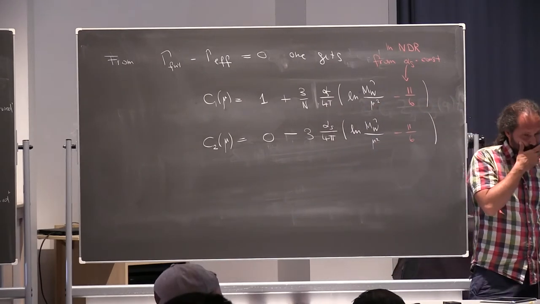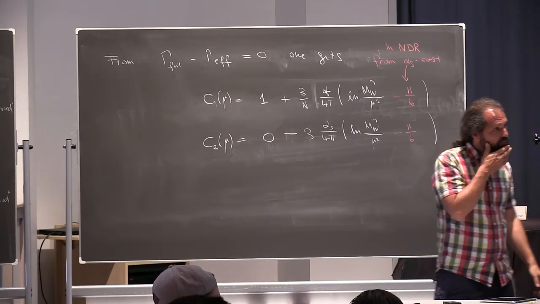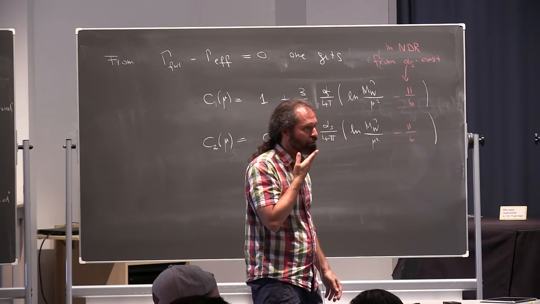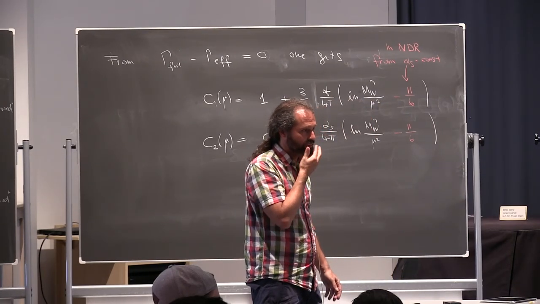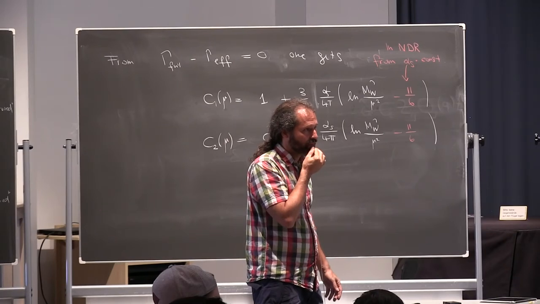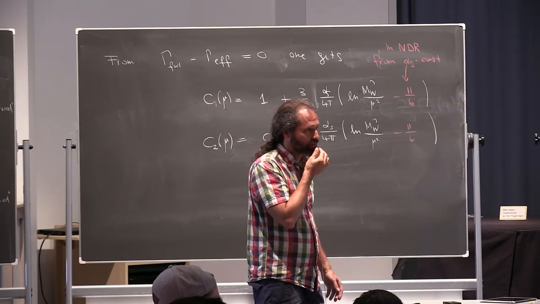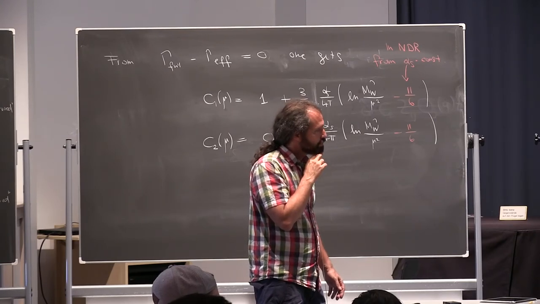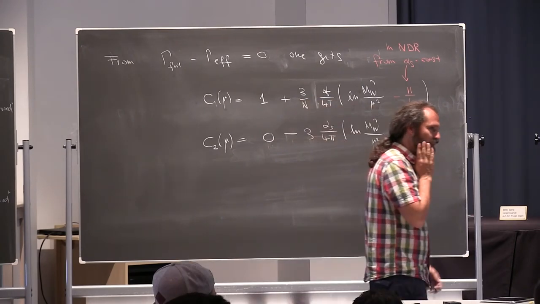Yes? Perhaps this is just a misconception, but I recall that when you do this matching to get these results of C1 and C2, you don't actually have to calculate the typical box and penguin integrals in the full theory. Right? So are you actually using the result of the full theory to get it? Yeah, for the matching, you have to compute the full theory integrals.